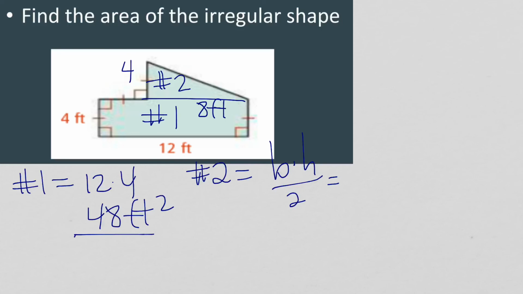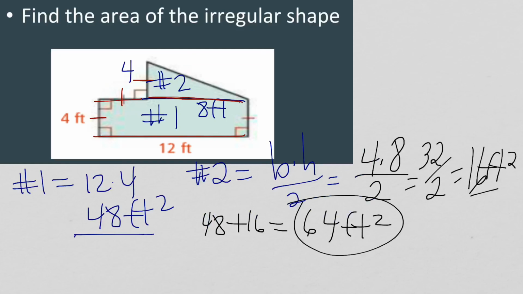Number 2, the triangle. Well, if you see the tick marks here in red, we know that these are all 4 feet because it's labeled here as 4 feet, so the base is 4. The height we have to figure out, so if I subtract 12 minus the 4, I'll get this piece, which is 8 feet. Plug it in the formula, divide in half, and I add those 2 shapes together to get 64 feet squared is the area of that irregular shape.